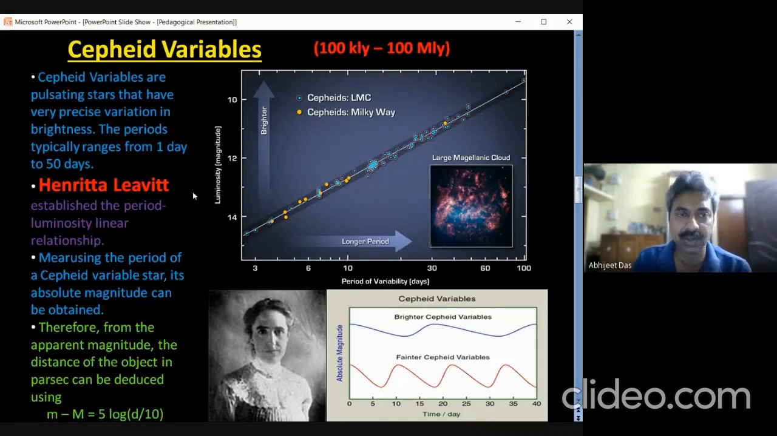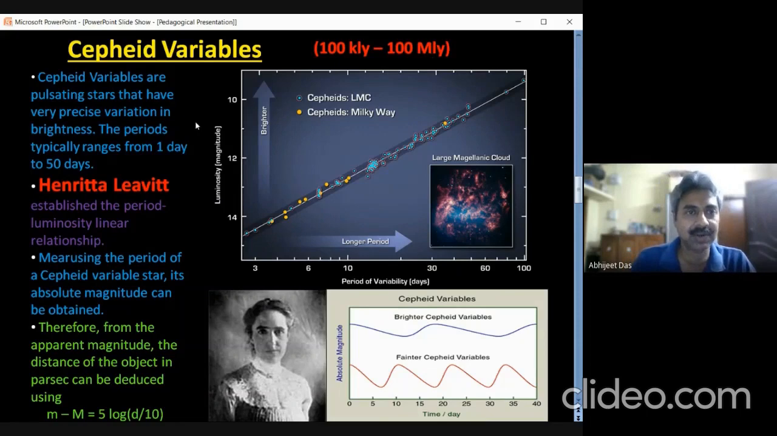Now this method takes us to a distance of up to 100 million light years, because we can see Cepheid variables in those galaxies where we can resolve the stars. So once we detect a Cepheid variable in one galaxy, we can measure its period, and from its period we can get the distance using the magnitude distance relation. So we can go up to 100 million light years using this method.